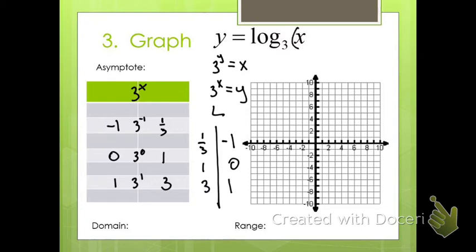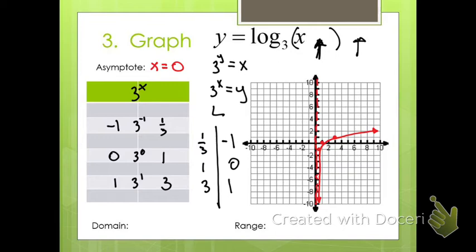Since there are no numbers here or here, we're not going to be doing any shifts for this example, but just keep that in mind when we go into further examples that there's going to be numbers that change our graph. So we know that our asymptote is now not y equals 0, but x equals 0, so I have a vertical line at x equals 0. I have the coordinates 1/3, -1, 1, 0, and 3, 1. I don't have any shifts to do, so I can go ahead and draw in my graph.